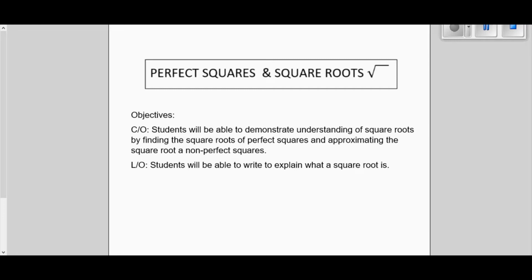This lesson is on perfect squares and square roots. If you could label your paper perfect squares and square roots. The objective is to be able to understand what a square root is, and then how to find the square root of a perfect square, and how to approximate the square root of a non-perfect square.